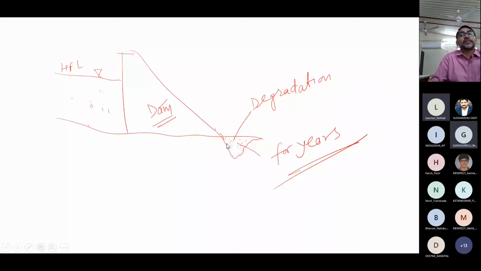But at the same time, protection on the downstream side is also designed through model studies. Suppose in Gujarat, Gary is there. They do perform model studies to protect against this degradation on the downstream side.